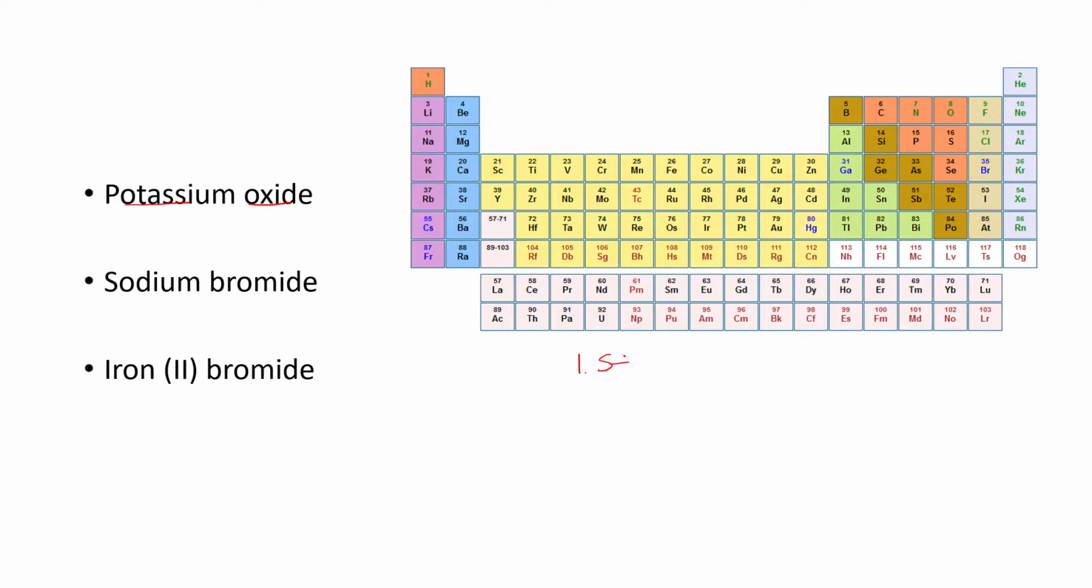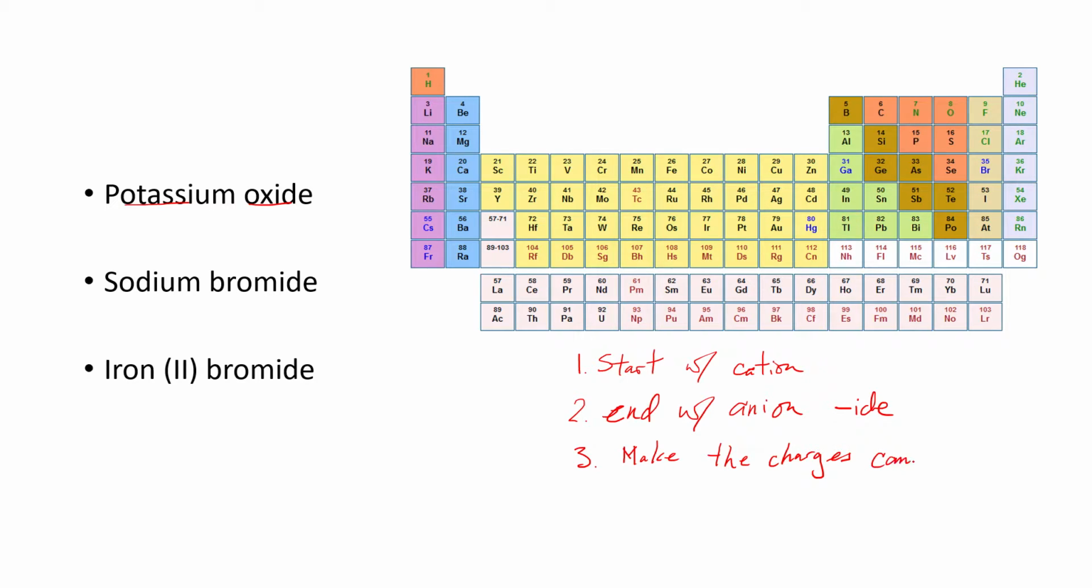Number one, you always start with the metal, right? Start with the cation, the metal, and you want to end with the anion, the nonmetal. When you end with the anion, the nonmetal, you always end it with "ide", I-D-E, unless it's going to be a polyatomic ion, but I will talk about that in the next slide. Then lastly, make sure that they cancel. Make the charges cancel. All this makes a lot more sense once I do an example or two.